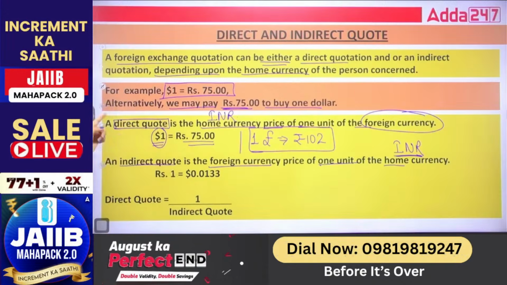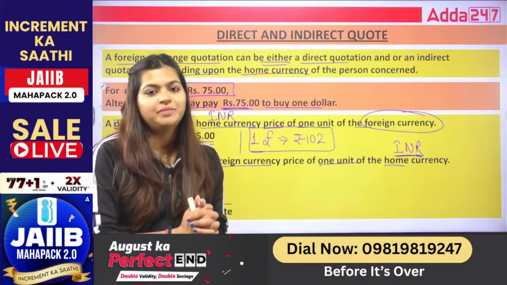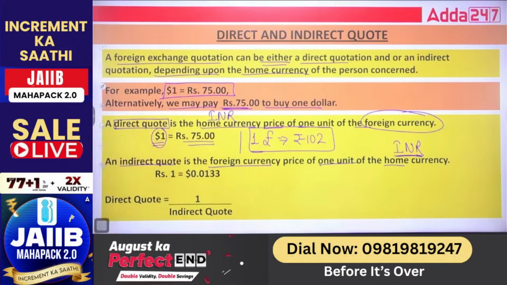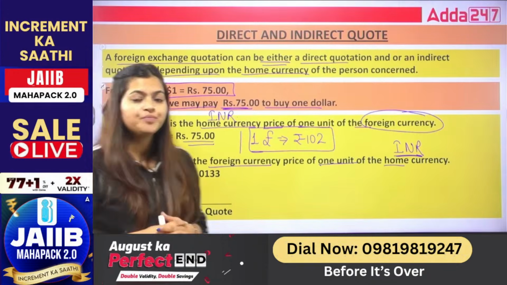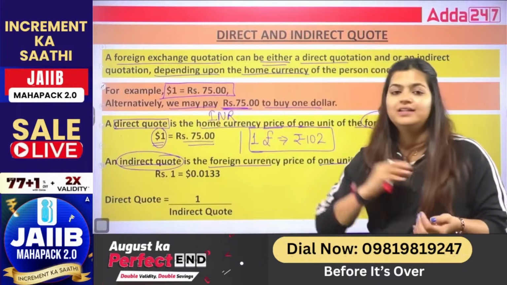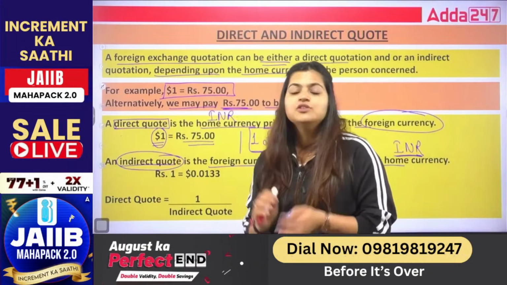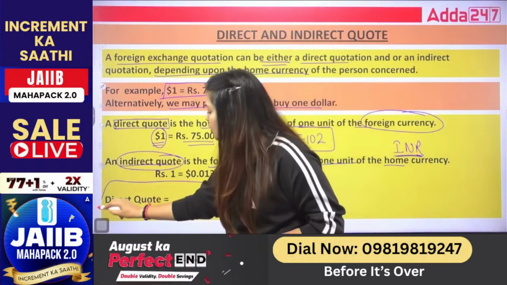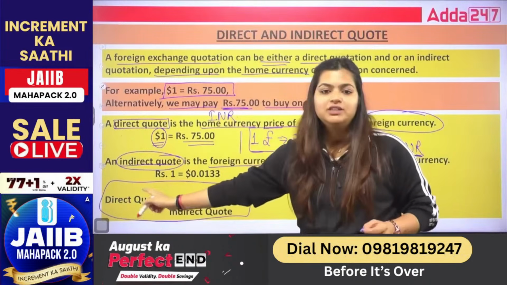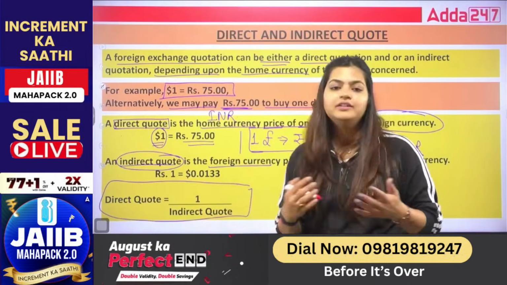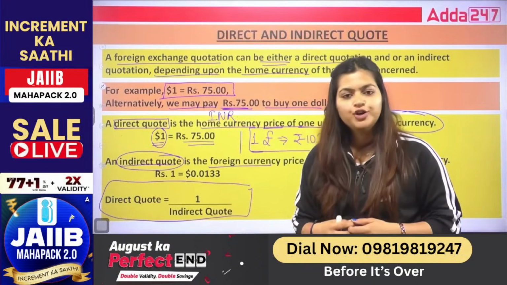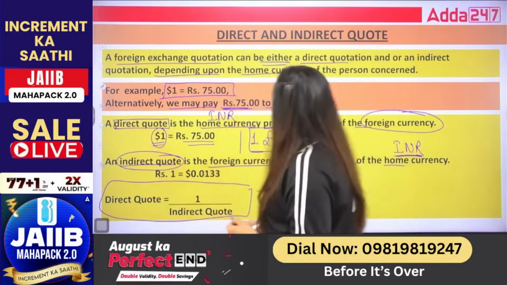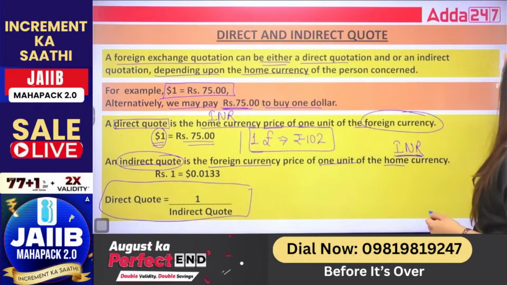This is about direct and indirect quotes, and it is very important. In the exam they can ask you a direct question based on this. How do we convert if they give you an indirect quote and ask for the direct quote, or give you a direct quote and ask for the indirect quote? We can use this formula. If they are asking for the direct quote, use 1 divided by the indirect quote. If they are asking about the indirect quote, just do the vice versa. Correct? Chaliye, let's solve 2 questions based on this topic.